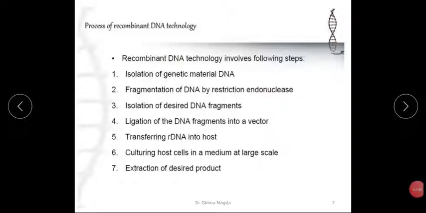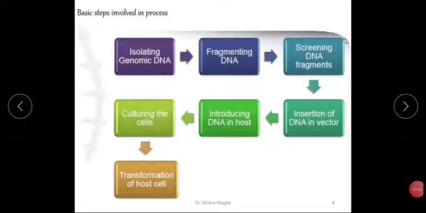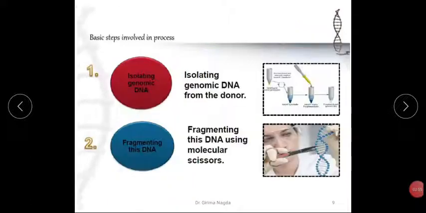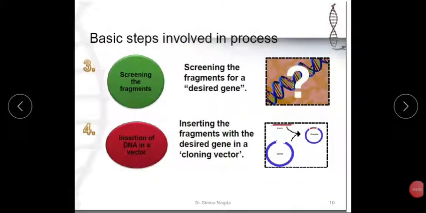Culturing the host cells in a medium at large scale and extraction of the desired product. These are the steps. Now isolating genomic DNA from the donor से isolate किया जाता है. Fragmenting this DNA using molecular scissors, same processes जो हैं ये detail में explain किए हुए हैं.